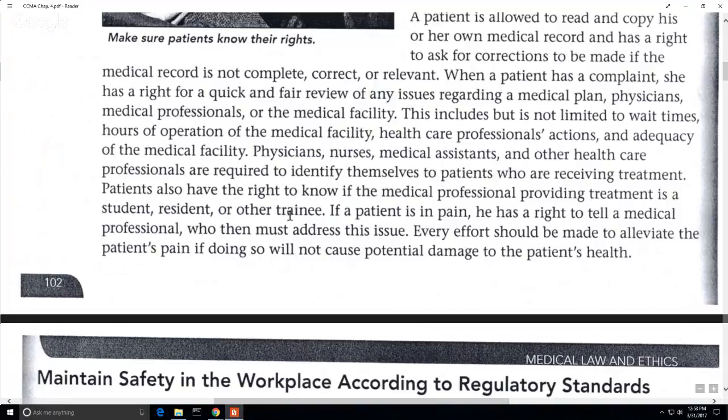Now, if a patient is in pain, he has the right to tell the medical professional, who then must address this issue. Every effort should be made to alleviate the patient's pain, if doing so will not cause potential damage to the patient's health.